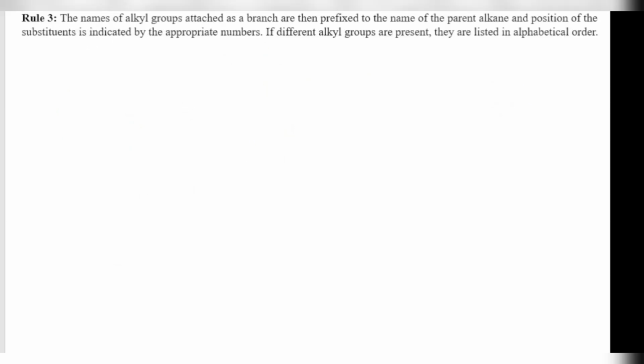Then we'll move on to the next thing, that is rule 3. The names of alkyl groups attached as branches are then prefixed to the name of the parent alkane, and the position of the substituent is indicated by appropriate numbers. If different alkyl groups are present, they are listed in alphabetical order. Suppose I take a simple example.